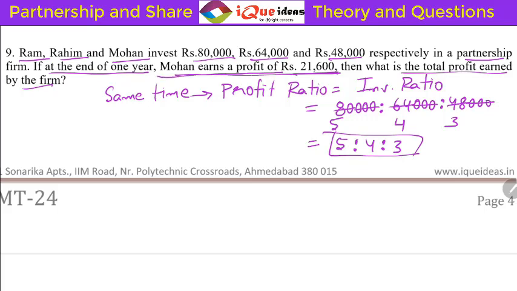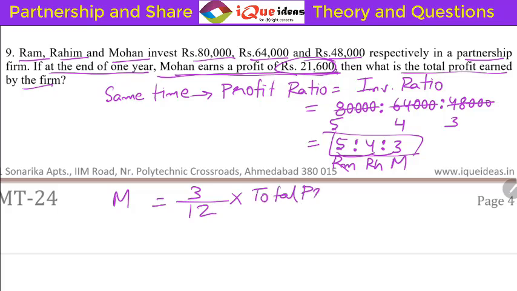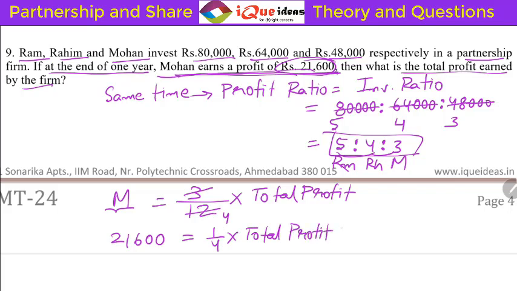Now Mohan earns a profit of 21,600. Here the order was Ram, Rahim and Mohan. Now Mohan's share from here will be equal to 3 divided by 5 plus 4, 9 plus 3, 12. Right? So 3 by 12 into the total profit. Now total profit is not given actually. Mohan's share is given 21,600, correct? So in place of Mohan's share, we'll say 21,600 equal to 3 by 12 is simply 1 by 4 into the total profit. So very simply, you can calculate the total profit from here, right?